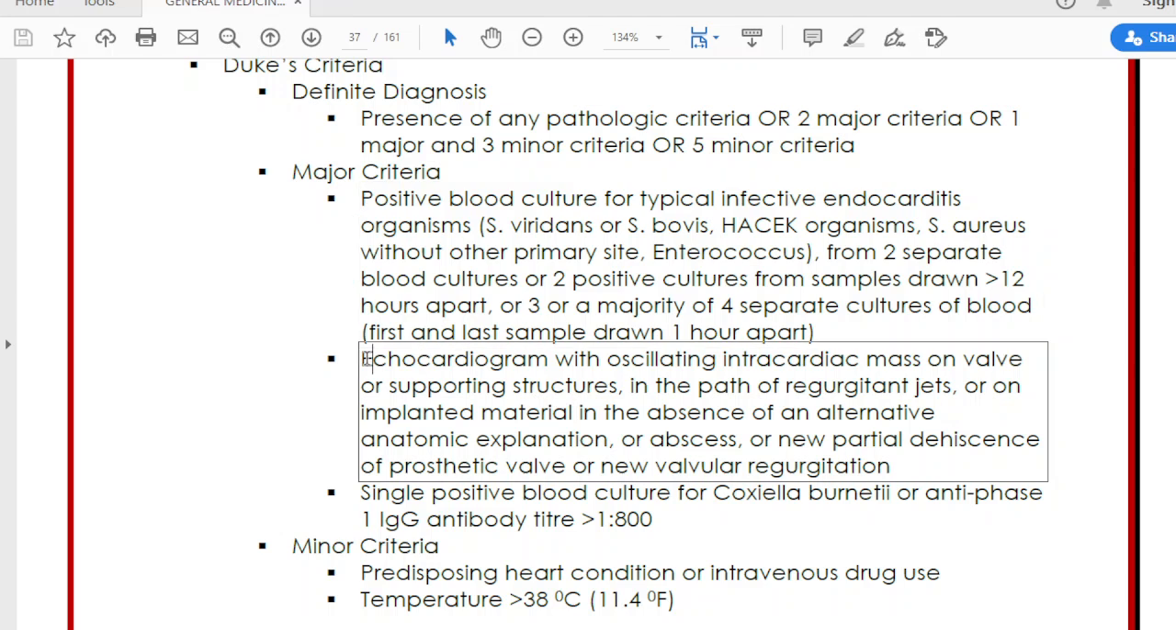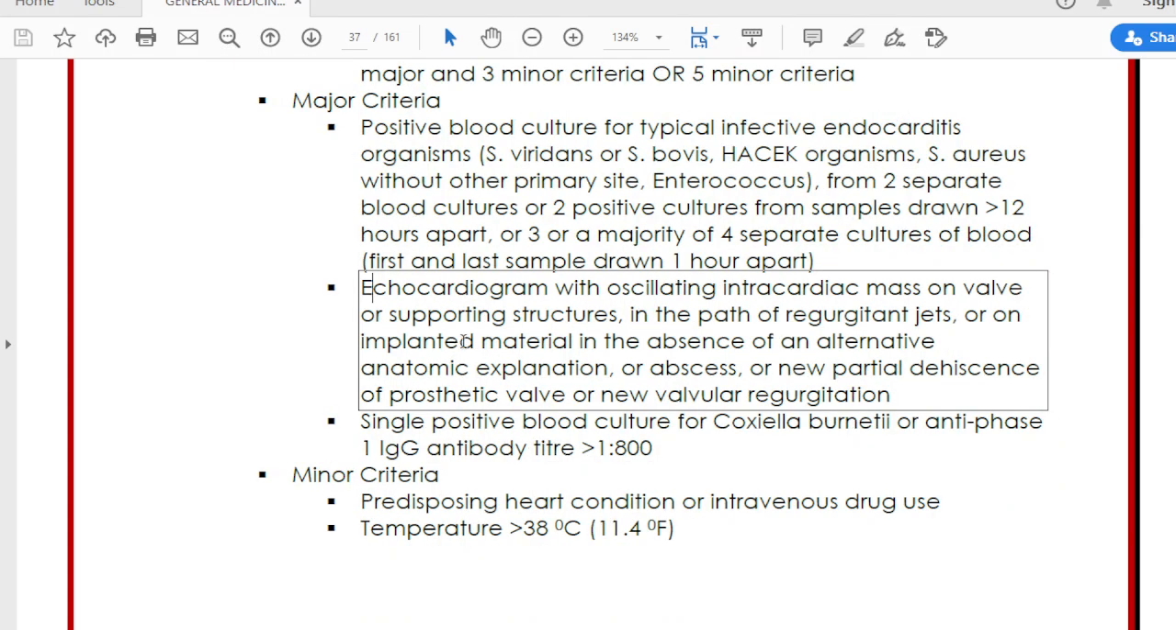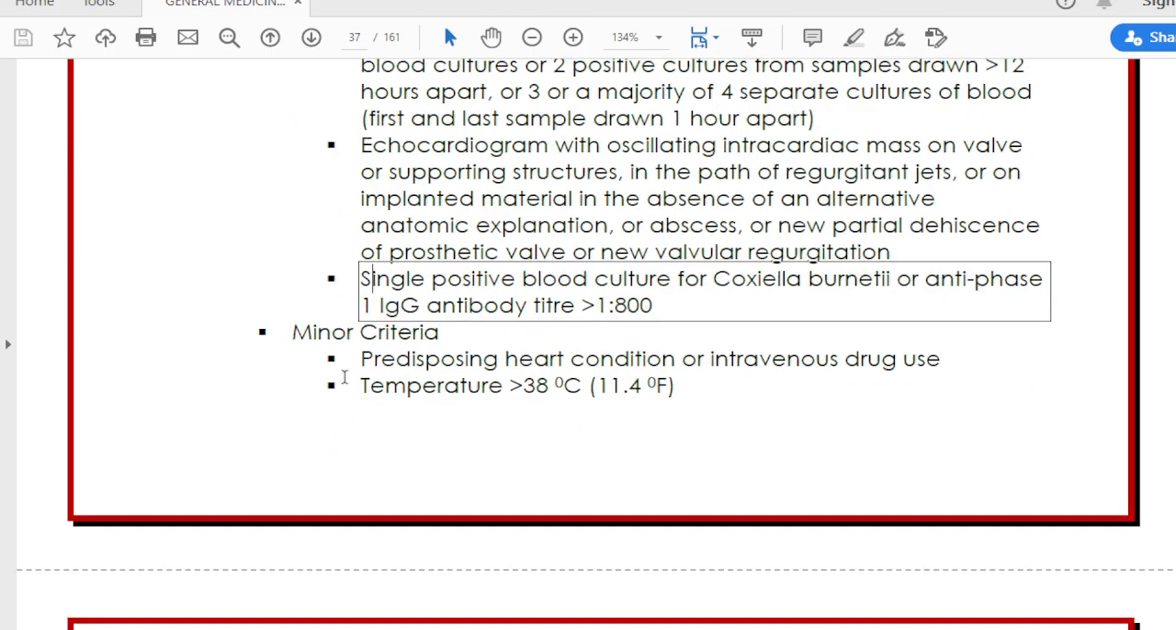Echocardiogram with oscillating intracardiac mass on valve or supporting structures, in the path of regurgitant jets, or on implanted material in the absence of an alternative anatomic explanation, or abscess, or new partial dehiscence of prosthetic valve or new valvular regurgitation. Single positive blood culture for Coxiella burnetii or antiphase 1 IgG antibody titer >1:800.